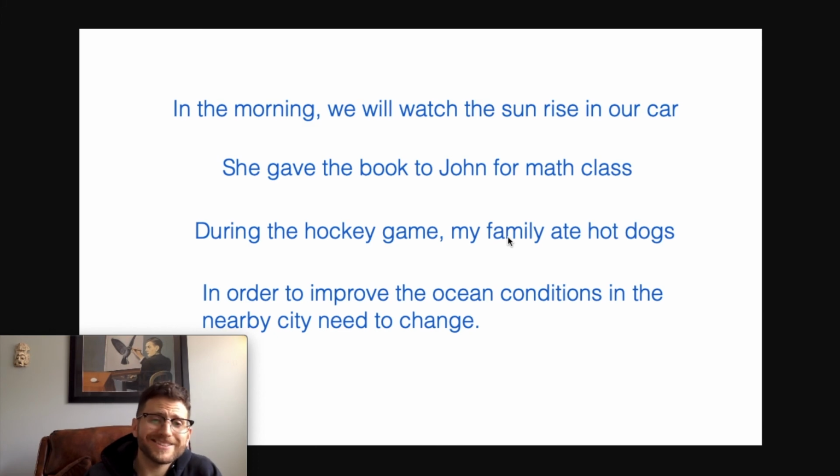So I would say the syntax of this sentence could be improved, and we need to move for math class as close as possible to the noun it is describing, and that would be the book. So how could I do that? Figure it out. Yes: she gave the book for math class to John, because the book is for math class, and so we've got to move that as close to the noun it's modifying.